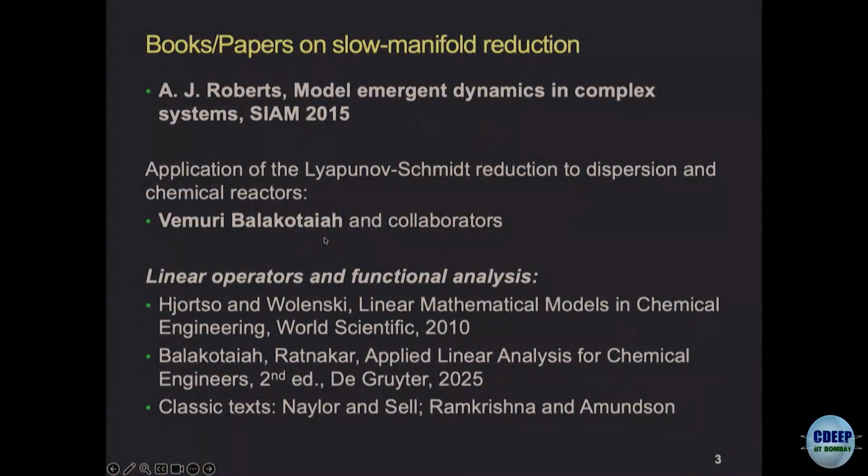So you can go to your favorite search engine and type in his name and look for his papers. Usually most of his papers have an introductory treatment of the Lyapunov-Schmidt method. He also has a couple of review articles, I think. And then, of course, to understand this in detail, you need to know basics of linear operator theory. So here are some books. The first one is a book by Jotso and Wolensky. It's a nice, reasonably gentle introduction to both matrix algebra and functional analysis and linear operator theory.